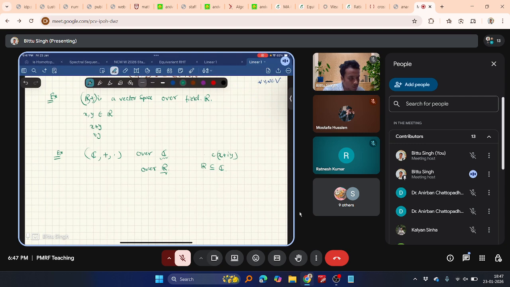So those are very basic examples. But the main key example will be this.